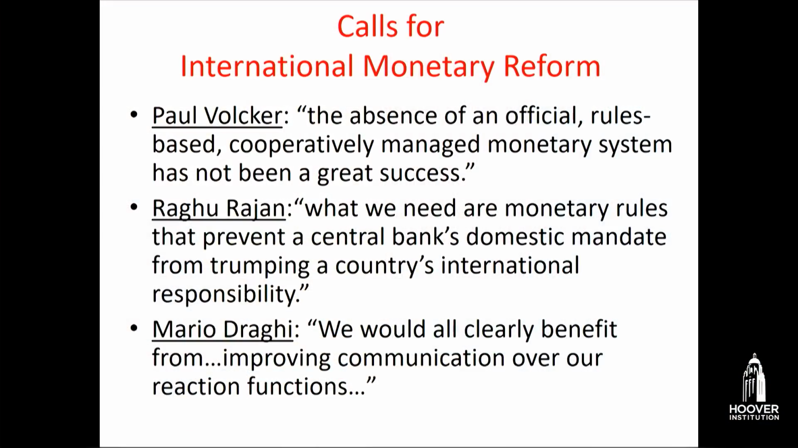So Paul Volcker, I showed you his picture on the cover of Time magazine, is writing relatively recently: the absence of an official rules-based cooperatively managed system has not been a great success. Raghuram Rajan, until recently the governor of the Reserve Bank of India, says what we need are monetary rules that prevent a central bank's domestic mandate from trumping a country's international responsibility. And Mario Draghi himself is saying we should improve communications over our reaction functions, which is our rules. So I think this is something central banks would like to happen.